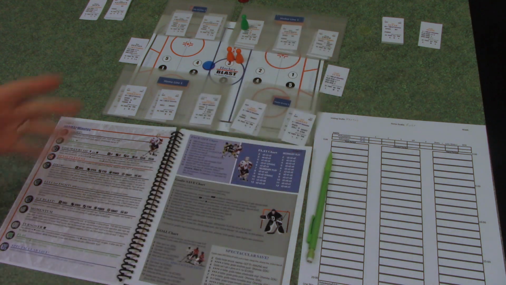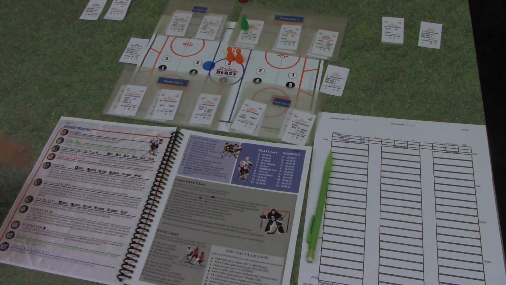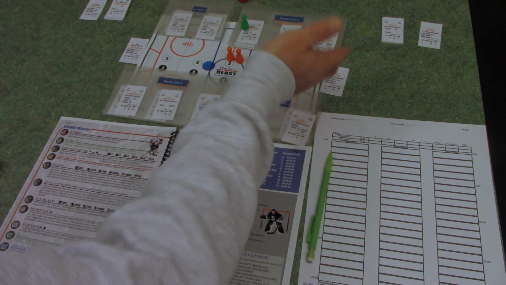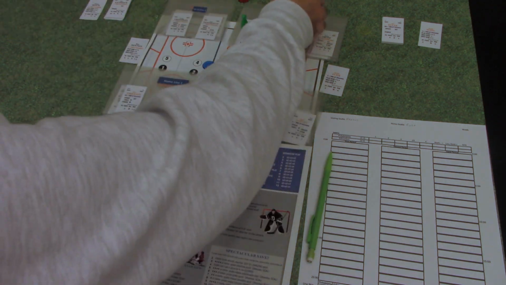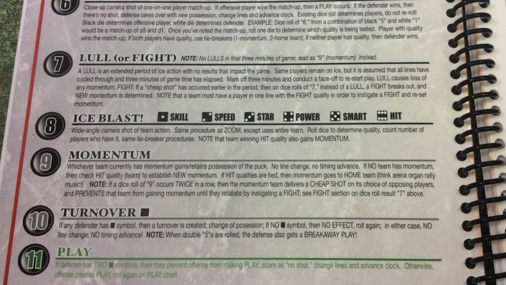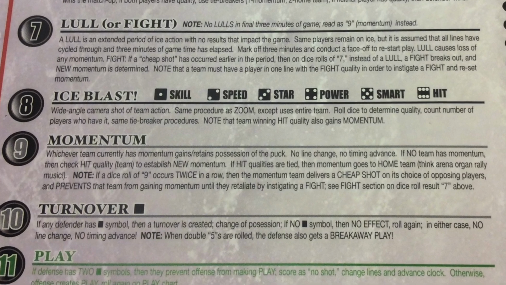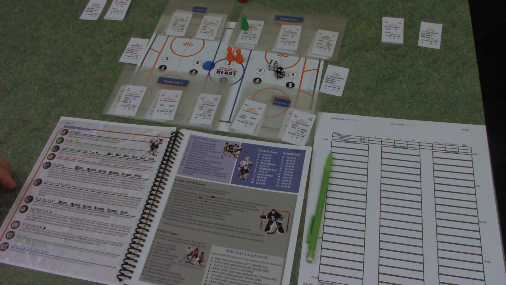And then we're going to stay right here in this minute with these lines, which is not normally what happens with these events. We'll roll the dice again and see what happens. And this time we got a 9 again. So when you roll momentum twice in a row, the team that has momentum, which Philadelphia just established, then delivers a cheap shot on their choice of opposing players. And this is going to prevent them from gaining momentum until they instigate a fight.